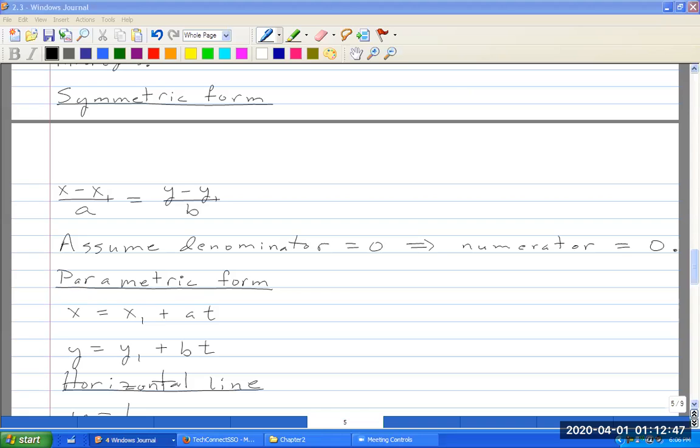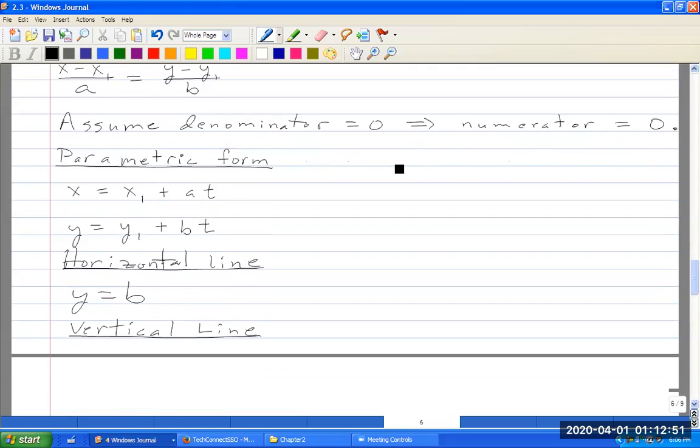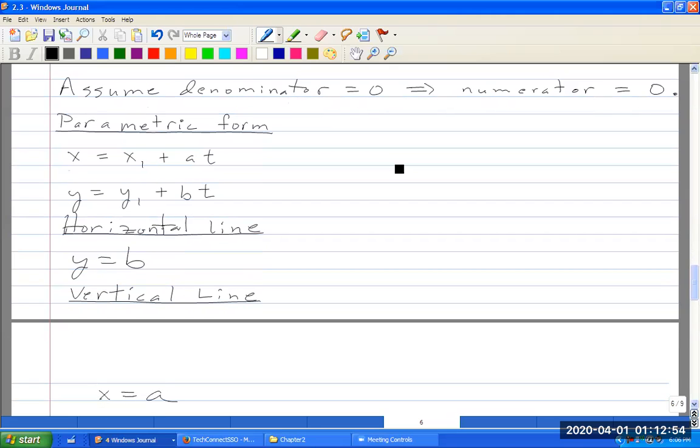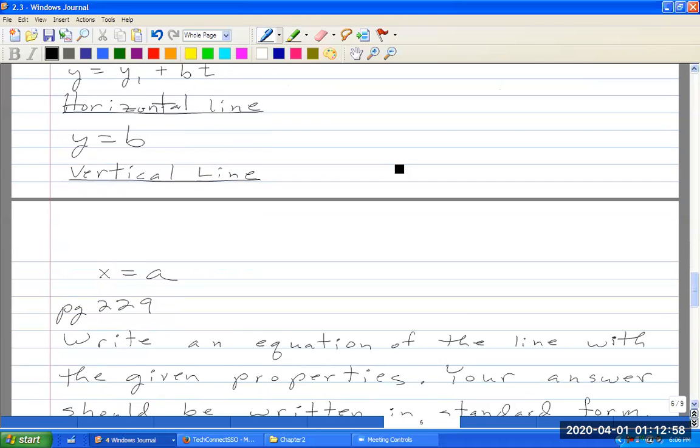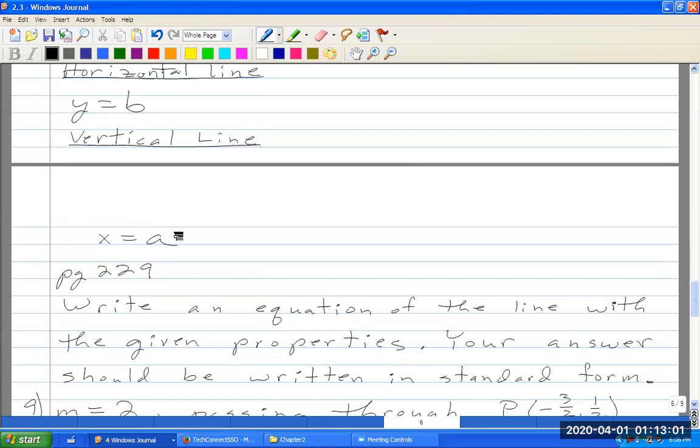A horizontal line can be put into the form y equals b. A vertical line can be put into the form x equals a.